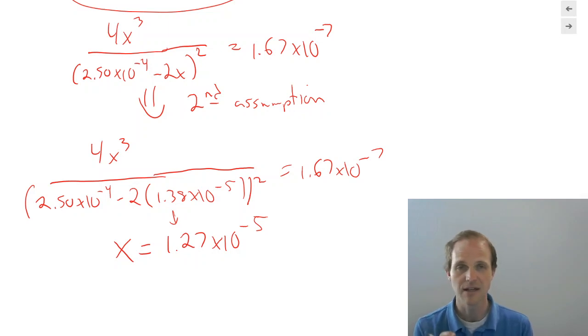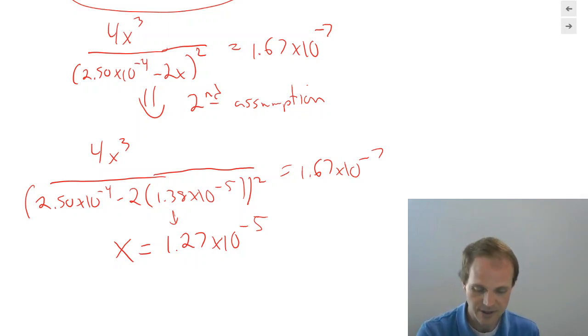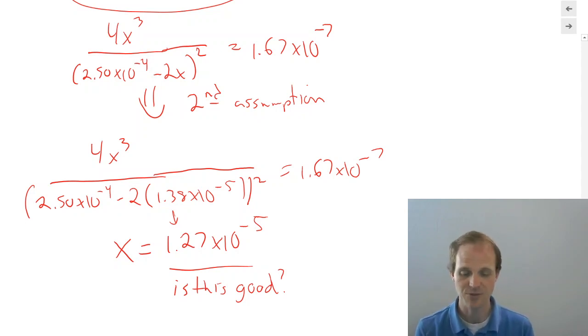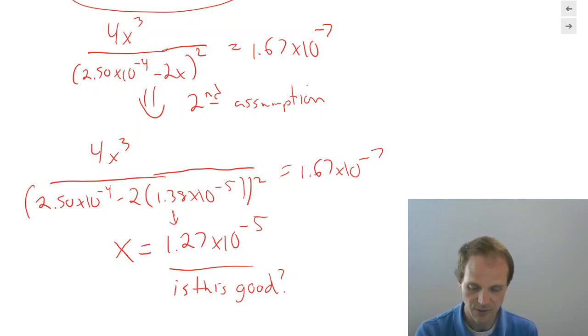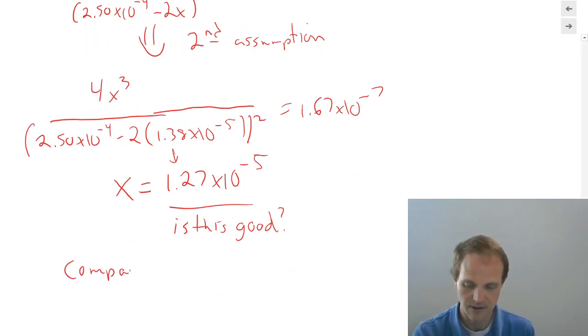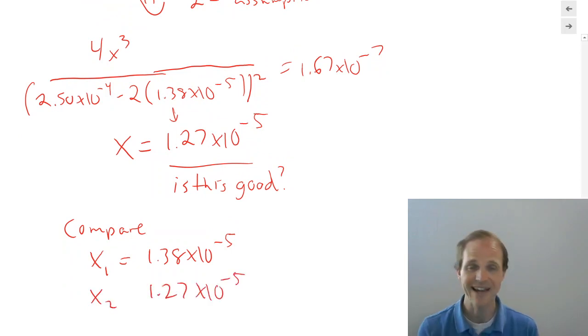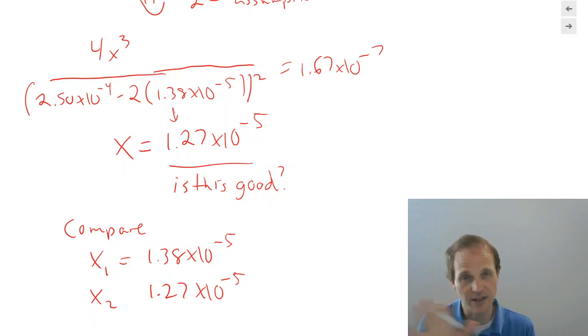Now, this next part is usually a little bit confusing for people. Question is, how do I know, is this good? You know it's good if it didn't change much from your previous x. So we're going to compare our first x, 1.38 times 10 to the minus fifth, to our second x, 1.27 times 10 to the minus fifth. And unlike our previous one where we had a fixed criteria of 5%, this one's a little more judgy, kind of hand-wavy. And there's a good reason for that, is because we're not going to go into this any further.